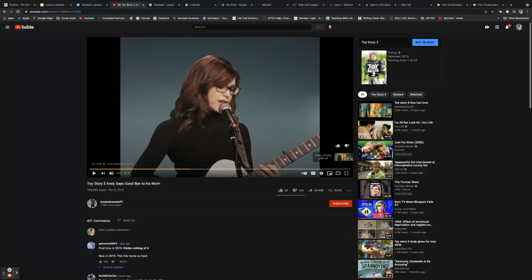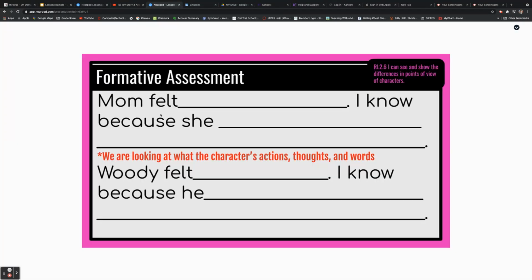And then what they would do is they would show me, Mom felt blank. I know because what did she do? What are her actions? What are her thoughts? What were her words? Well, Woody felt blank. I know this because what did he do? So that's definitely going to show me that they get perspective. So, and that's basically it.